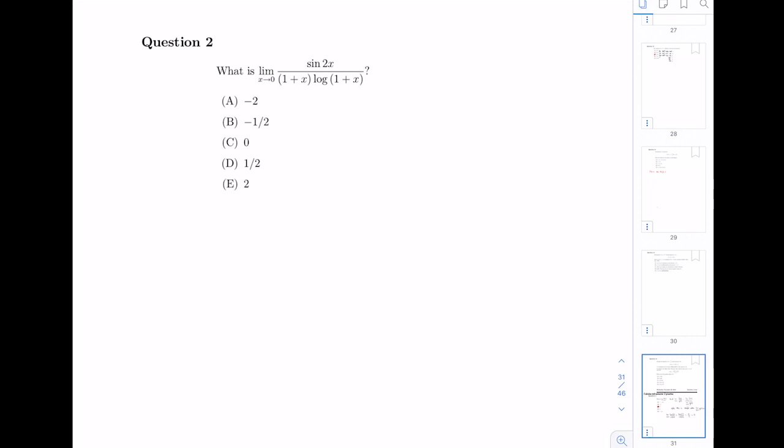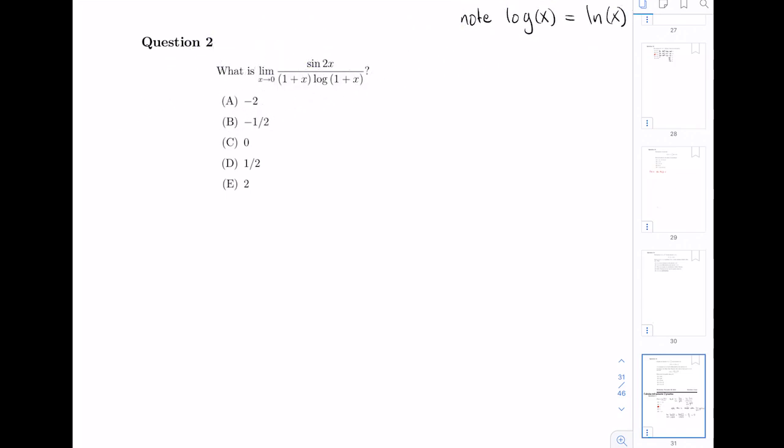Here we have sine 2x over 1 plus x times the log of 1 plus x. Note, here log of x is equal to the natural log of x. This is something we need to keep in mind as we go through this examination.